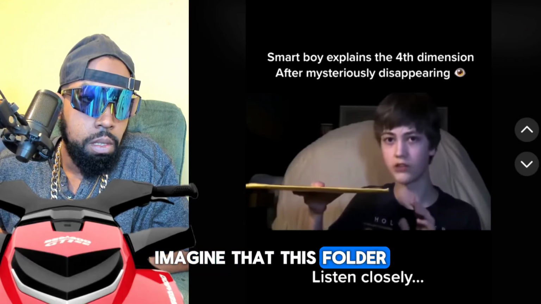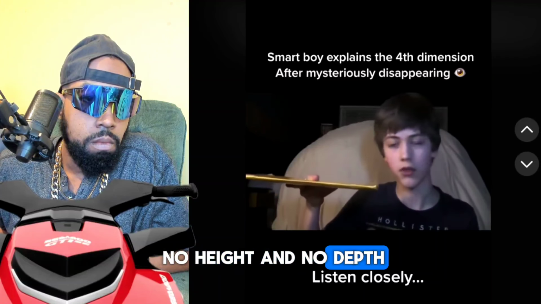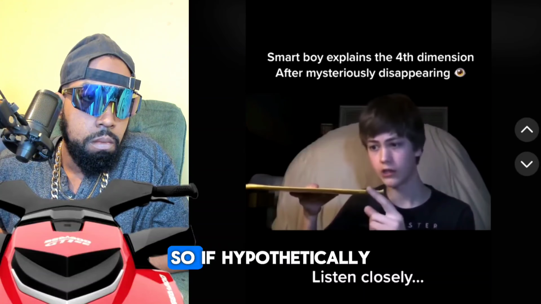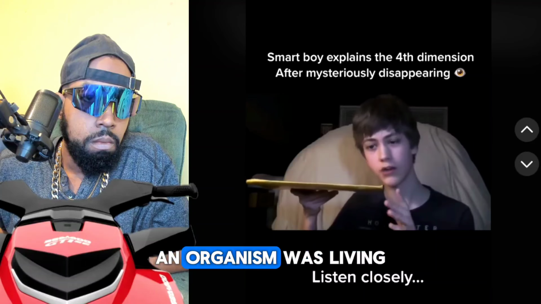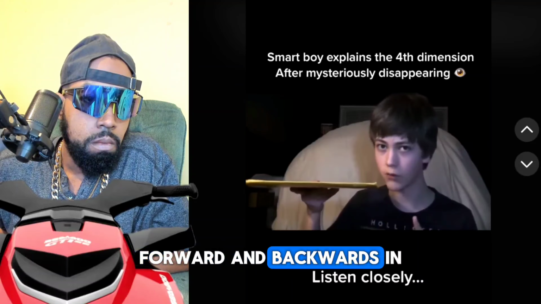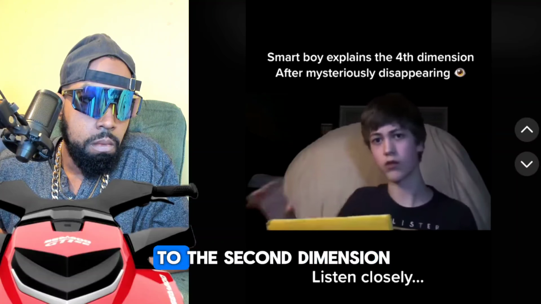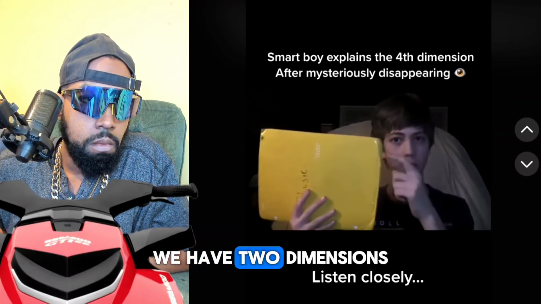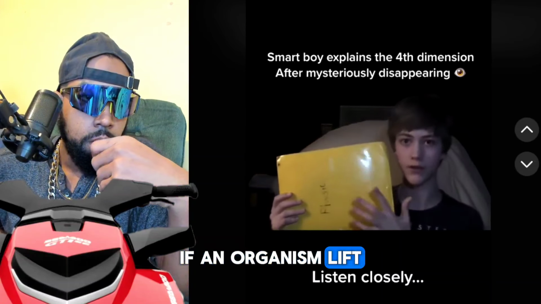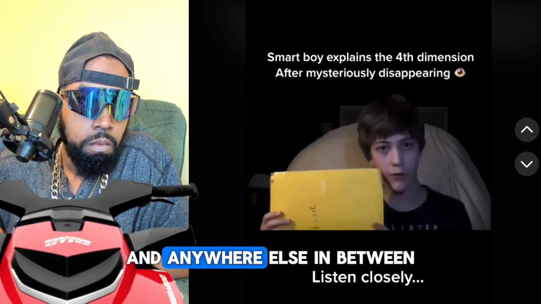Imagine that this folder is a dimensional plane. Now, assuming that it is no height and no depth, what would this mean? It would mean that it's a one-dimensional world. So if, hypothetically, an organism was living inside of it, it would only be able to move in a linear path forward and backwards in a straight line. Now, if we go to the second dimension, we have two dimensions. We have width and we have length. So hypothetically, if an organism lived inside of here, then it would be able to move up, down, left, right, and anywhere else in between.